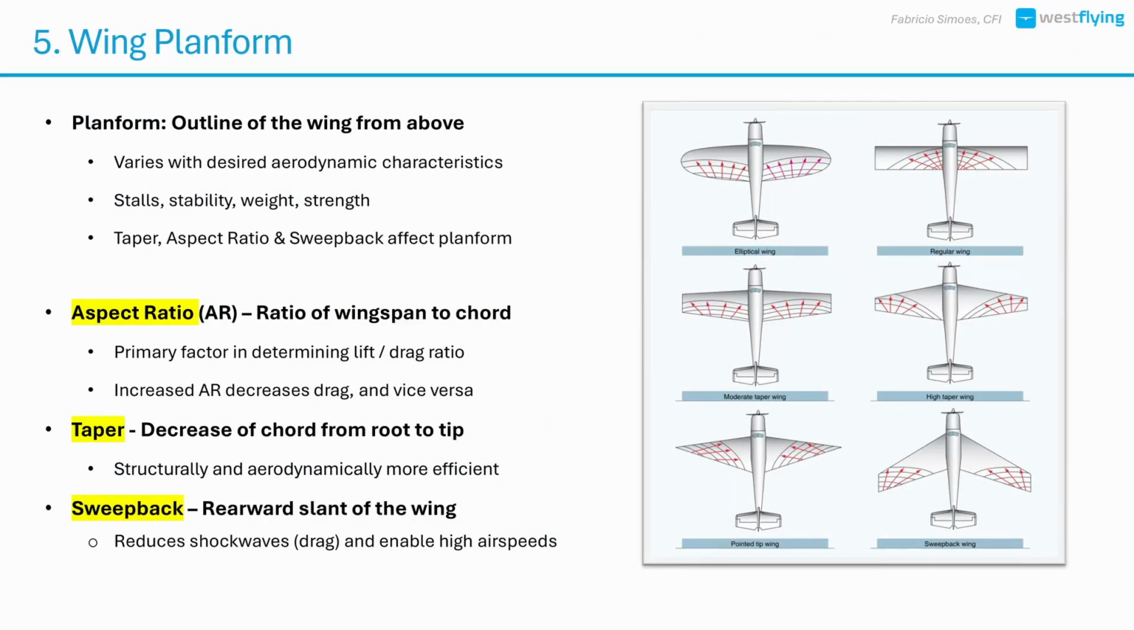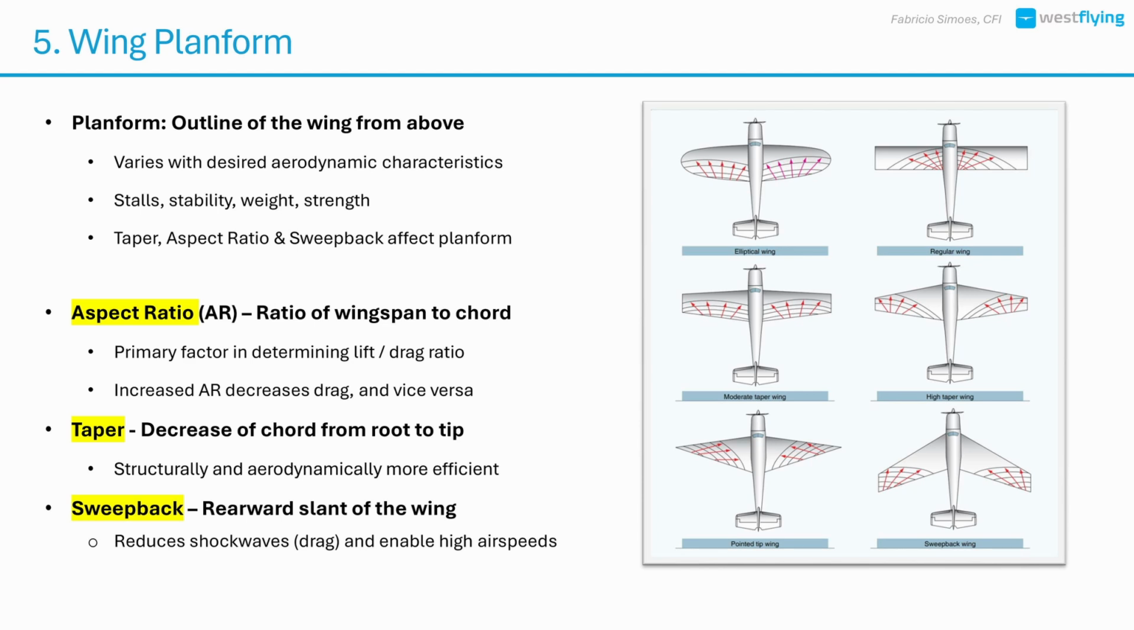Next, let's look at the wing planform. The shape of the wing is viewed from above. This design choice affects everything from lift and drag to stall behavior and structural efficiency. Key factors in wing planform include aspect ratio. This is the ratio of wingspan to average chord. A high aspect ratio wing, like on a glider, reduces drag and increases efficiency. Low aspect ratio wings, like on fighters, offer strength and maneuverability but more induced drag.